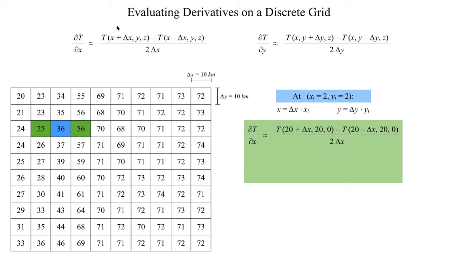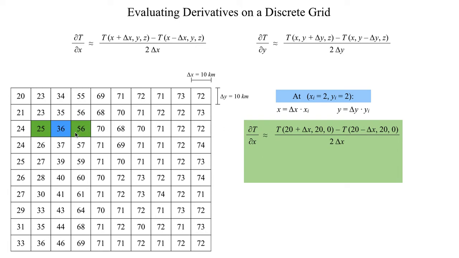So again, using the form of the equation that's most reliable or most accurate, the one that we prefer to use. If we plug in our values, our actual x value here is 20 kilometers, plus our grid spacing, which is 10 kilometers. So that would be the temperature at x equals 30 kilometers, which would be this 56 here, minus our temperature at 20 minus delta x. Again, delta x is 10, so 20 minus 10, that's 10 kilometers. So that would be the value at x equals 10 kilometers.